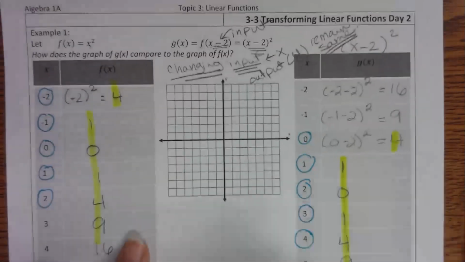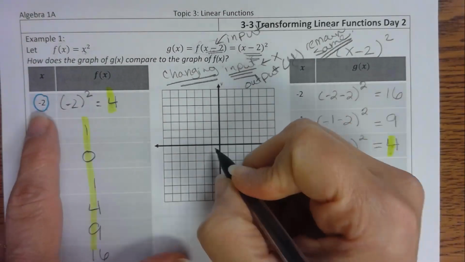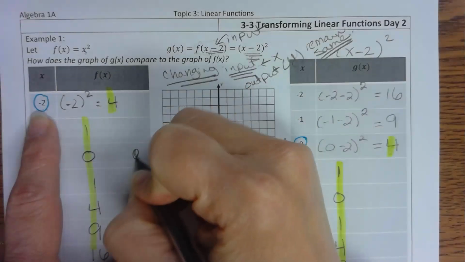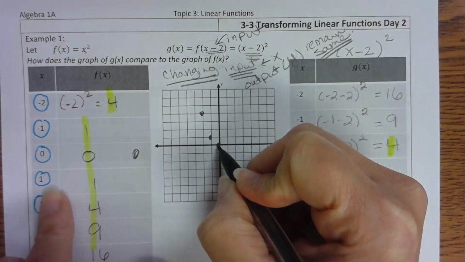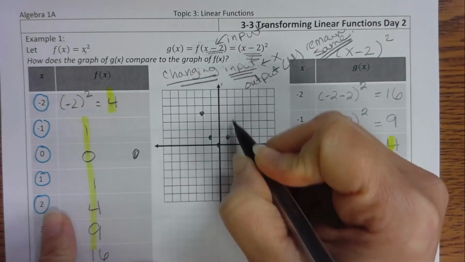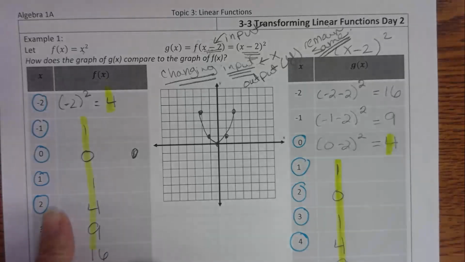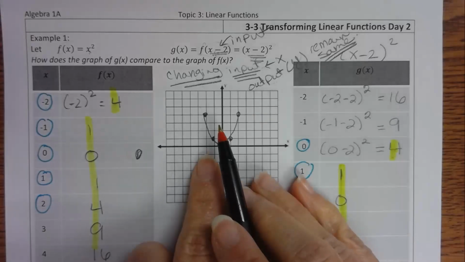Okay, so let's see it here. So let's graph that -2, 4. That's the original. I'm doing the original in pencil. Okay, -1, 1, 0, 0, 1, 1, and then 2, 4. This is the original graph. Okay, let's look at the matching graphs here.